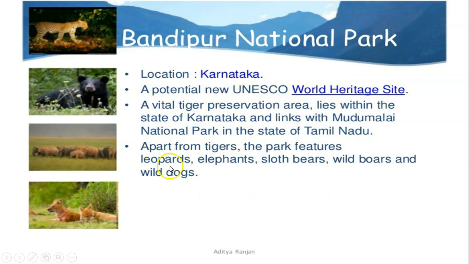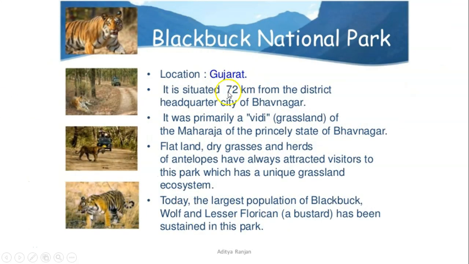And apart from tigers, the park features leopard, elephant, sloth bear, wild boars, and wild dogs. And a vital tiger preservation area lies within the state of Karnataka. It is also for the tiger. Then Blackbuck National Park, as its name itself indicates, is for the conservation of blackbuck.